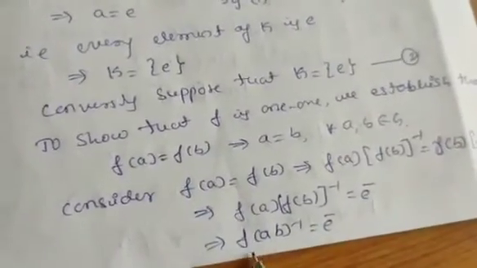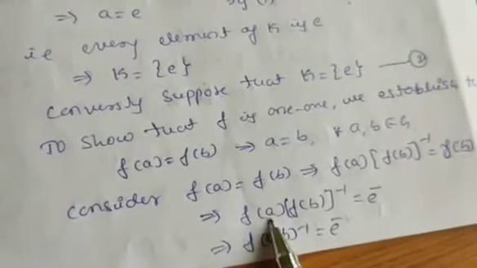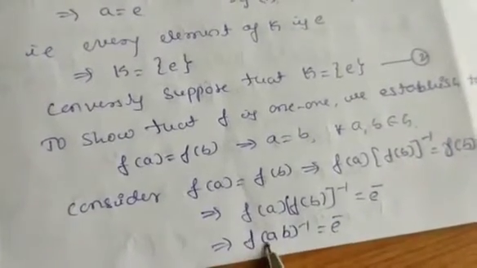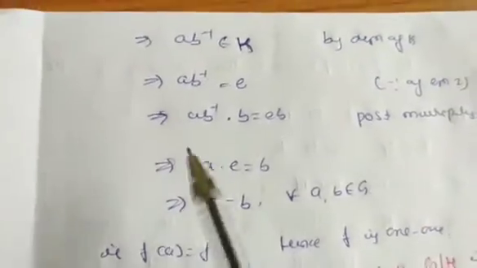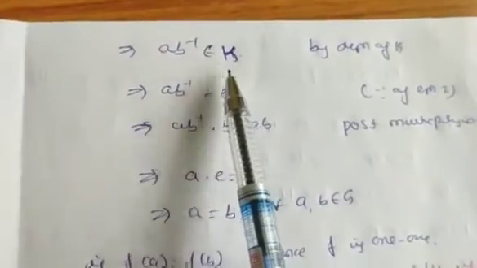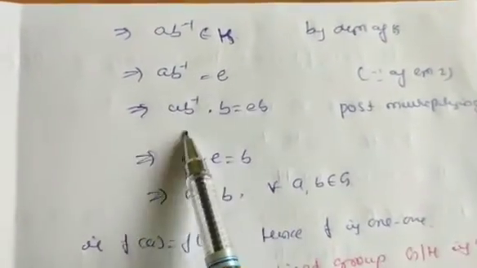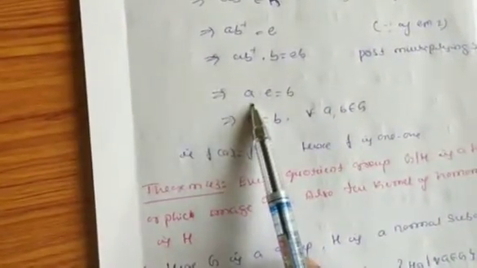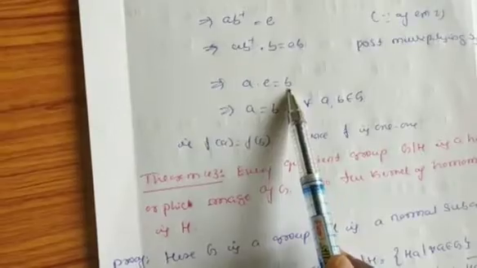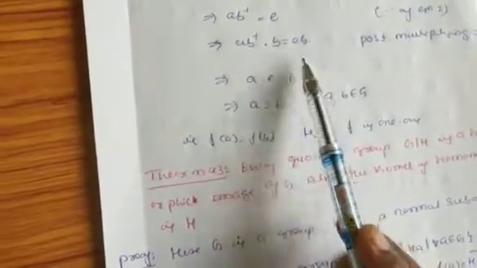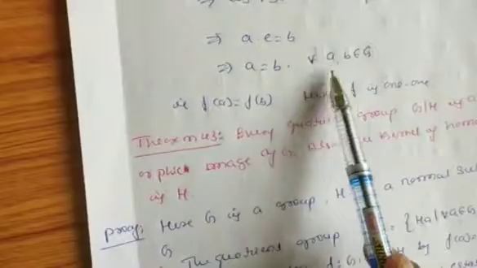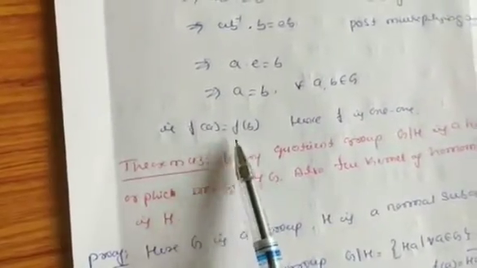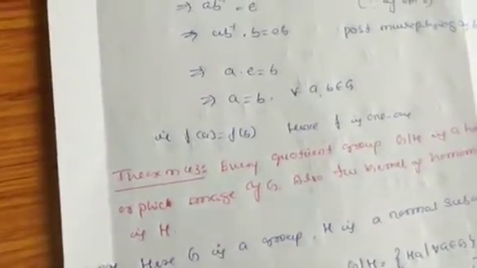So now consider this one is equal to the identity element. So this implies, from the definition of homomorphism, f(ab^-1) is equal to e bar. So this implies ab^-1 belongs to K. So ab^-1 is equal to e. That is, ab^-1 into b is equal to e into b. So that is a into e is equal to b, by cancelling b on both sides. This implies a is equal to b for all a, b belongs to G. That is, f(a) is equal to f(b). Hence f is 1-1.